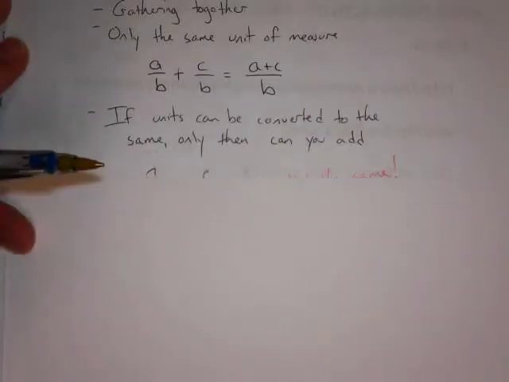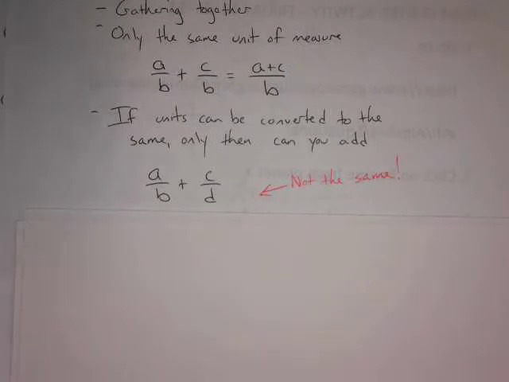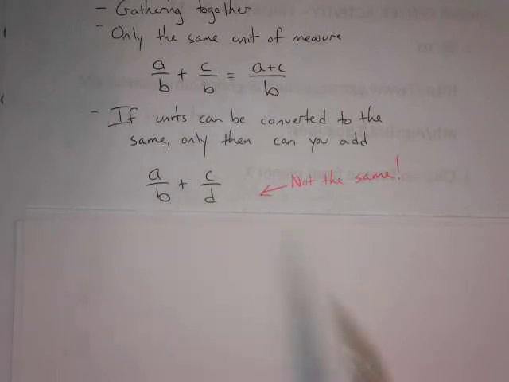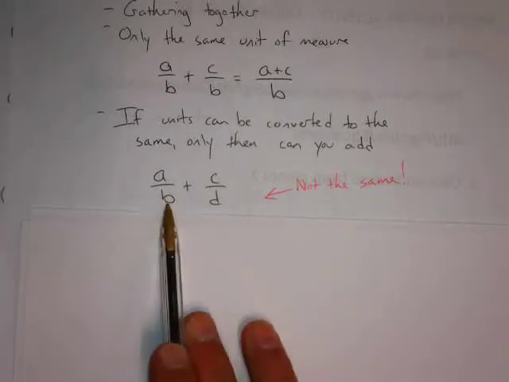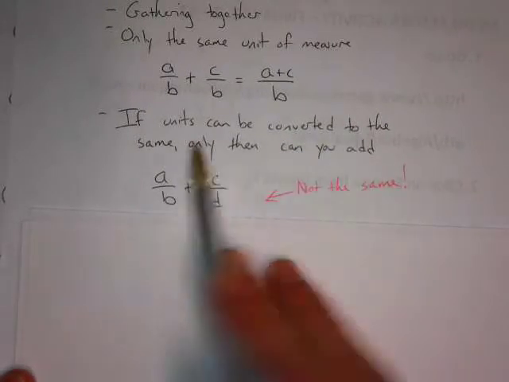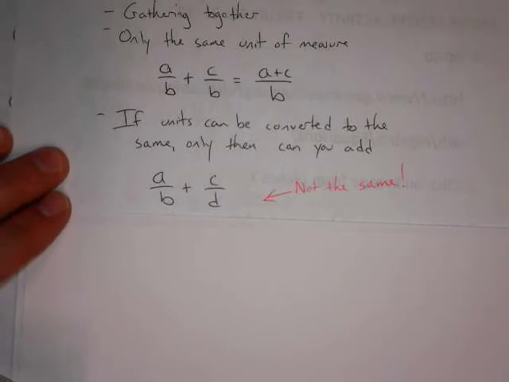Okay, so here's an example. If we had A over B plus C over D, as you can tell, we're not dealing in the same unit of measure. All right, so we have over B's and over D's, totally not the same. So the question then becomes, can we convert these units to a same unit? Can we convert these units into something that would be the same? And the answer, of course, if you remember anything about common denominators, is yes, they can be converted.